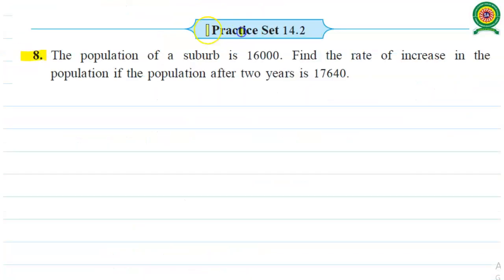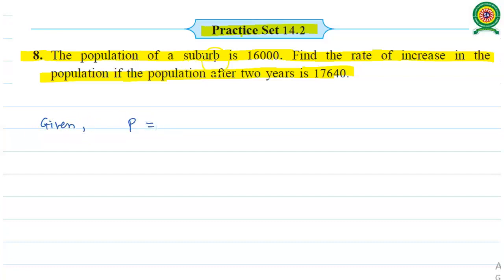Look at question number 8 from practice set 14.2. The population of a suburb is 16,000. Find the rate of increase in the population if the population after 2 years is 17,640. So look at the given data. At start, the population of the suburb is 16,000. So the P value is 16,000.